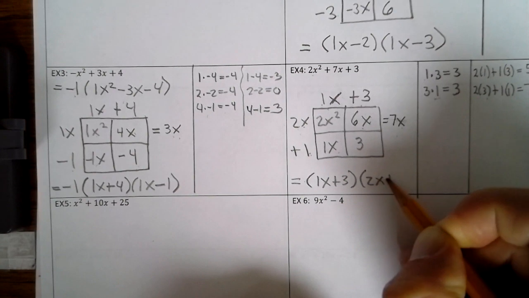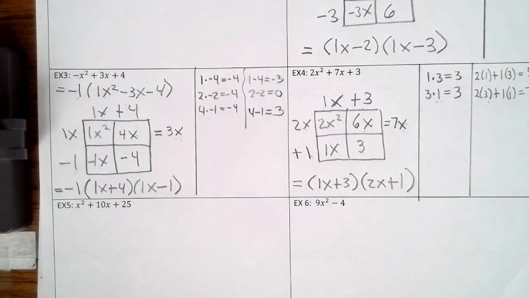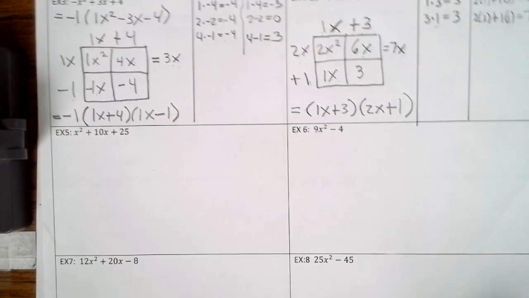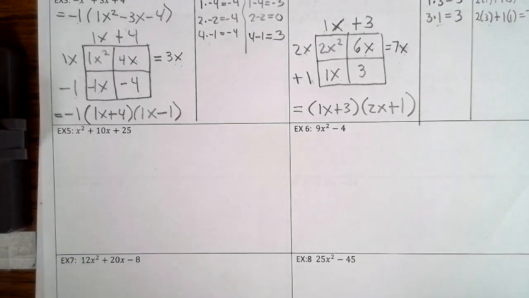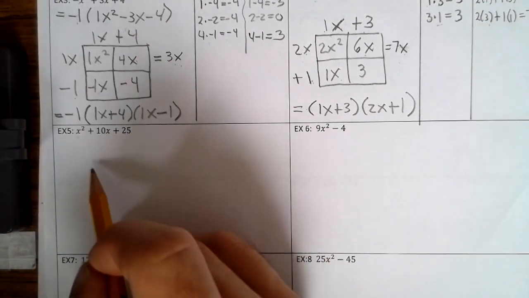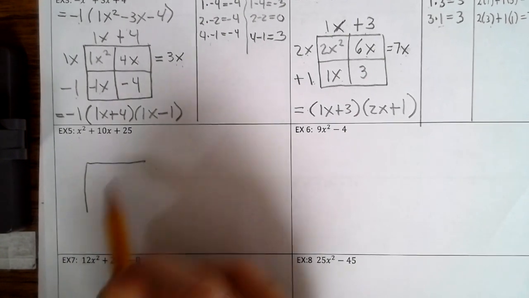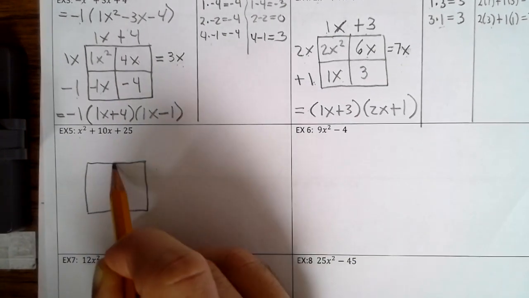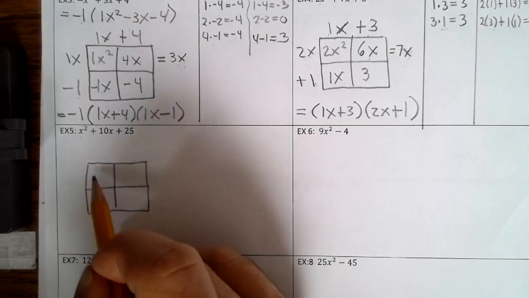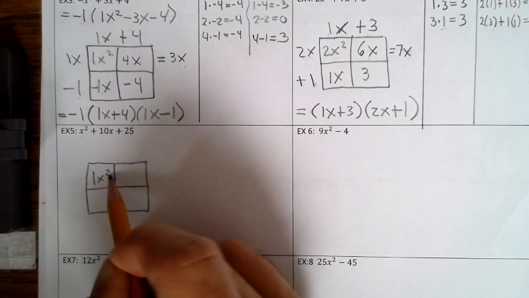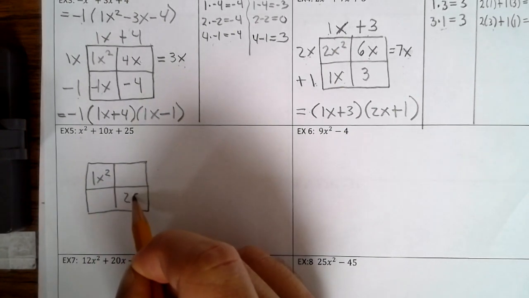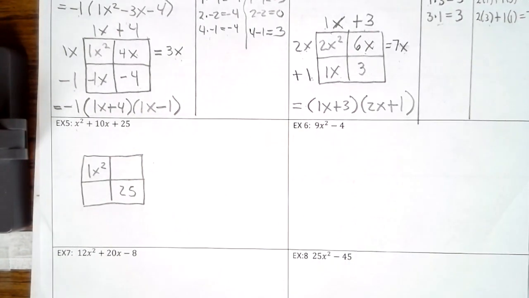All right, let's take a look at example 5. Now going back to the easier ones, a is 1, so it makes it easier. We draw a box. So first term and last term, sorry, not second term. All right. Now we know 1x and 1x make 1x squared.